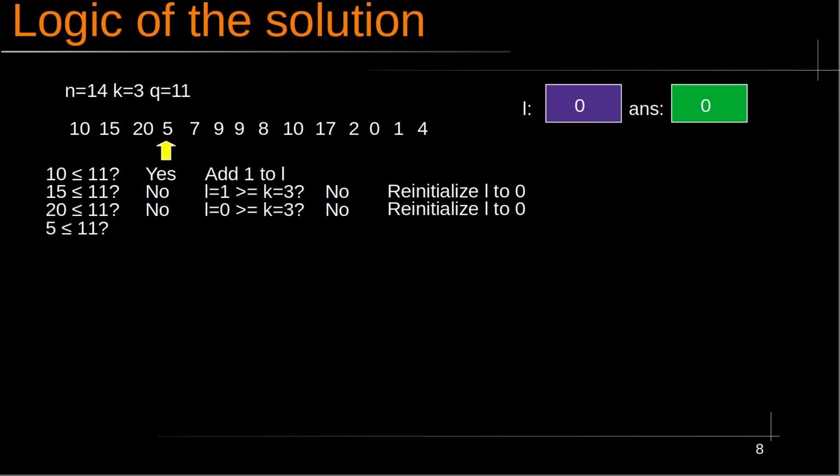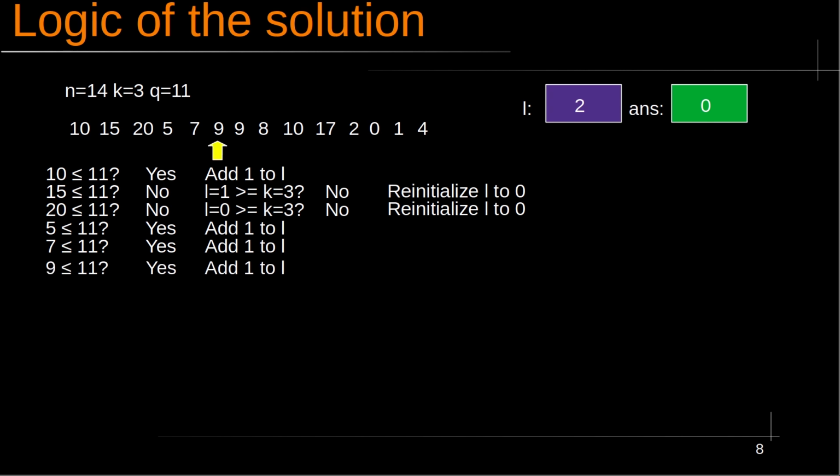We go to 5. 5 is less or equal to 11. The answer is yes. Add 1 to L, as you see here. We go to 7. 7 is less than 11. Yes. Add 1 to L. It will be 2. We go to 9. Is 9 less than 11? The answer is yes. Add 1 to L. It will be 3. As you see here, we are computing the length of the sequence.